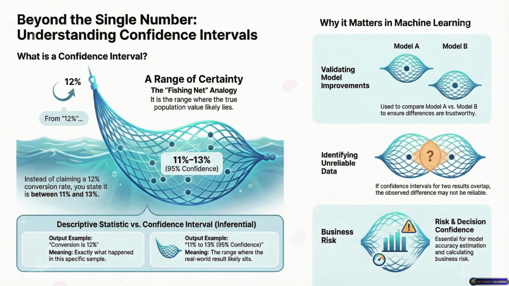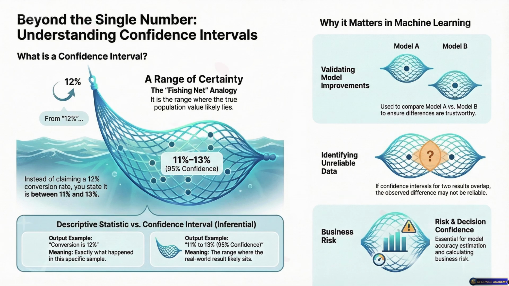It is mathematically improbable that your sample mean perfectly matches the population mean down to the 10th decimal place. Instead, the professional says, based on our data and the variance observed, the true conversion rate of the green button for our entire global user base is between 11% and 13%, with 95% confidence. That shift in communication is monumental. You are transitioning from a fragile, easily disproven absolute to a robust, mathematically defensible range.